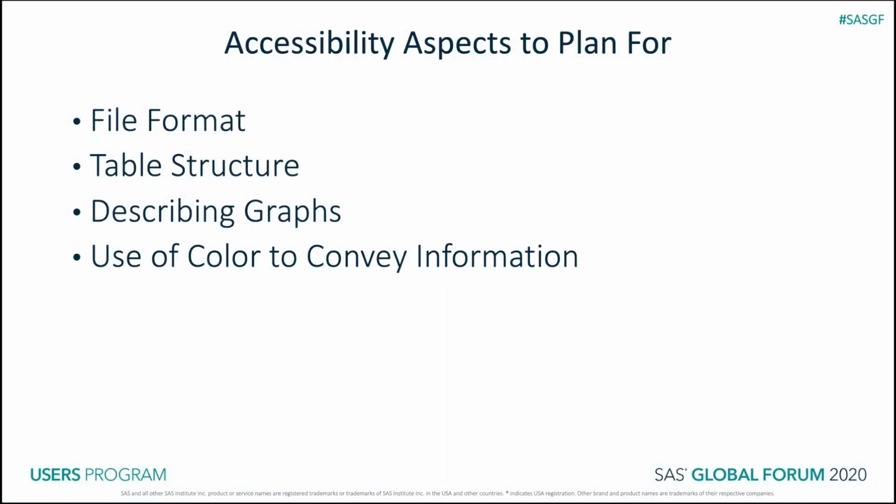So I want to talk to you about 4 different aspects to plan for when thinking about accessibility in your reports. I want to talk about the file format that you choose. I want to talk about how you use tables and how you structure them. I want to talk about how you describe graphs, and I want to also talk about using color to convey information.